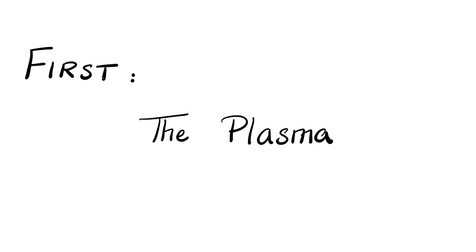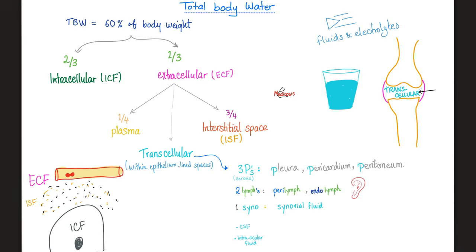Let's talk about the plasma. As you know, the plasma is mostly water. And water in your body is 60% of your total body weight. And the water in your body is either intracellular, most of it, or extracellular. The extracellular could be available in the plasma or in the interstitial space. Some of the water is also transcellular inside cavities. But forget this, let's talk about the plasma.